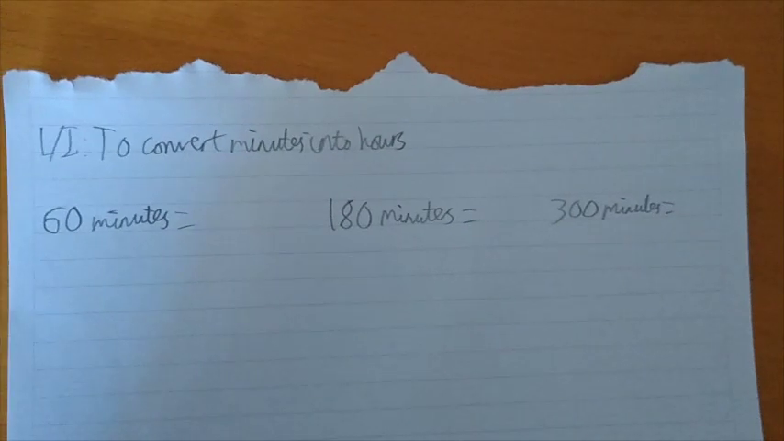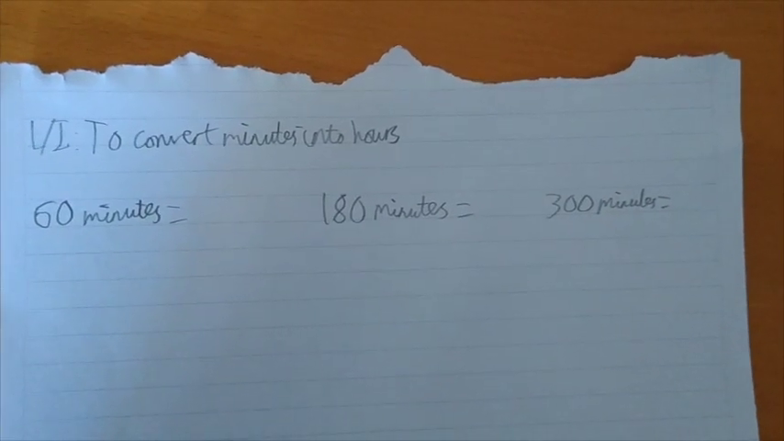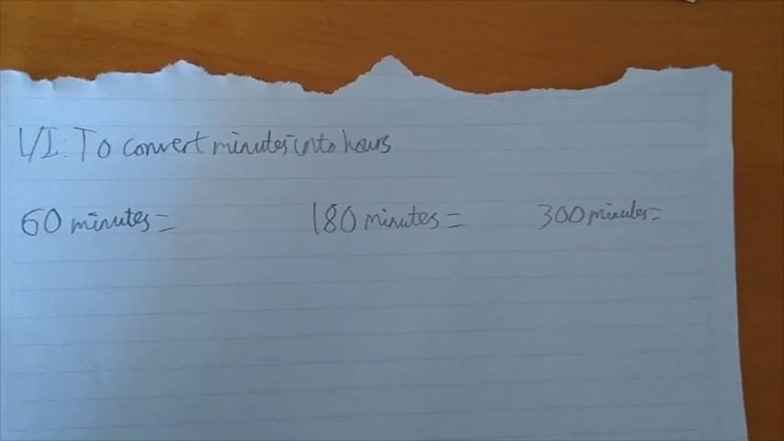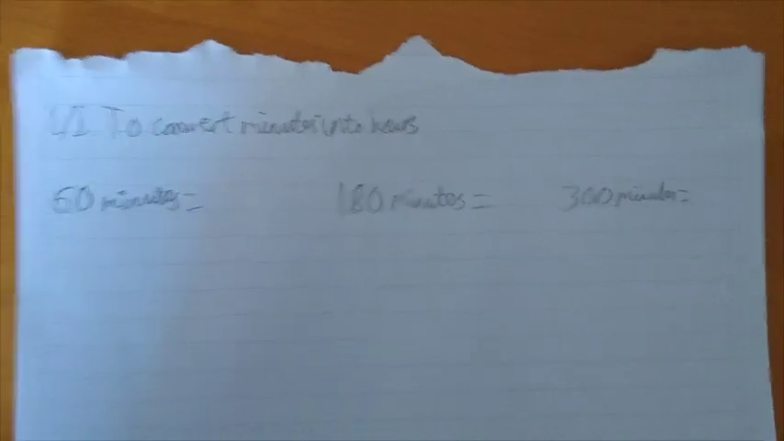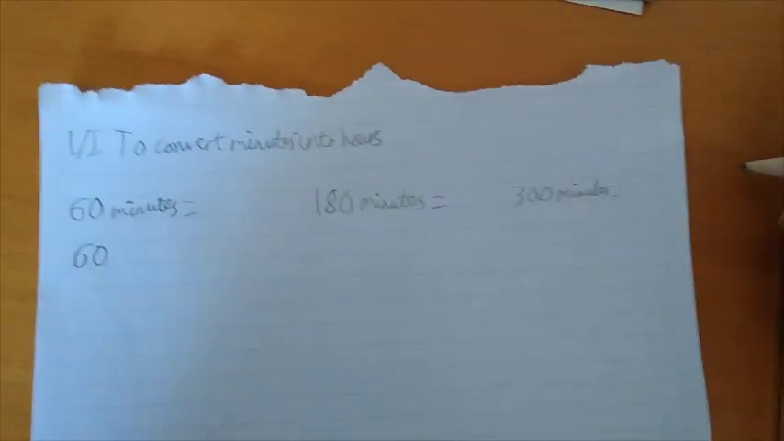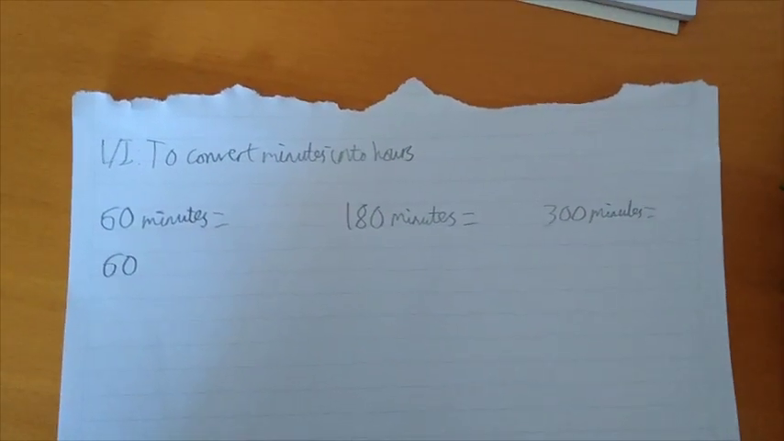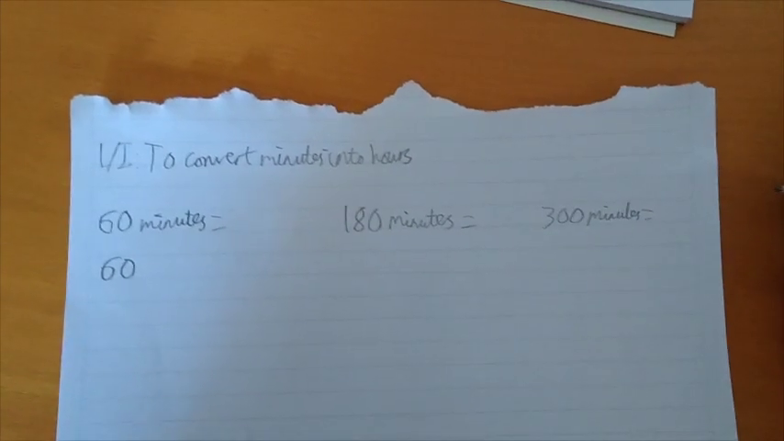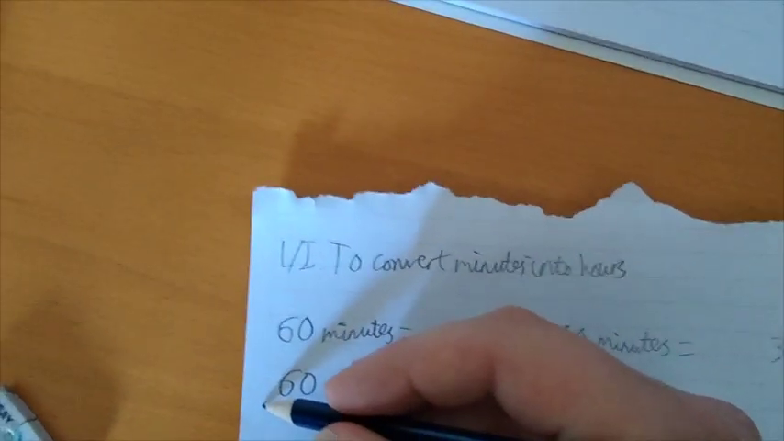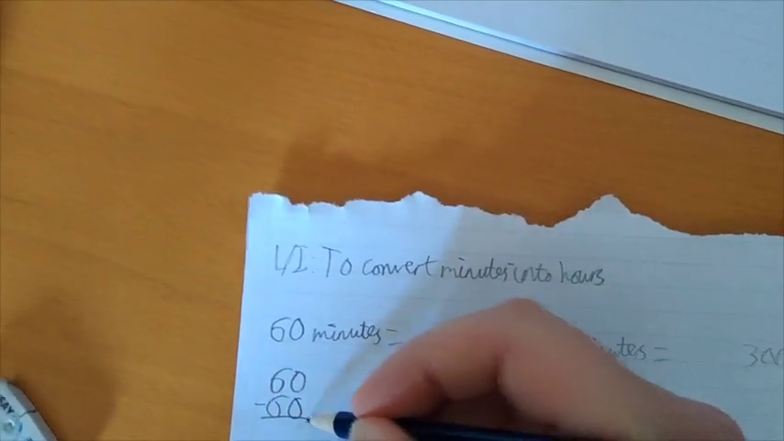So what I'm going to show you now is converting 60 minutes, 180 minutes and 300 minutes into hours. So let's start off with 60 minutes. We're going to minus 60 minutes off each group of minutes, just like we did with seconds into minutes. So what I'm going to do is take 60 off 60, which is 0.